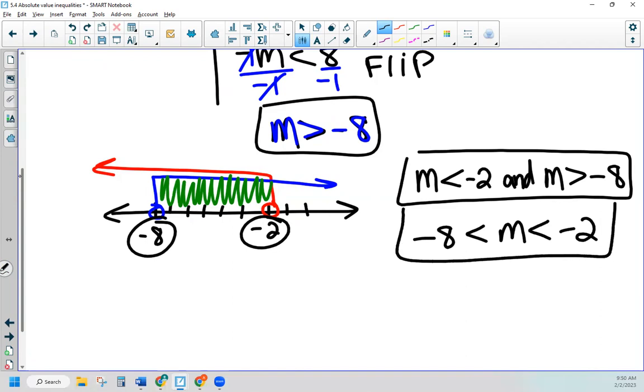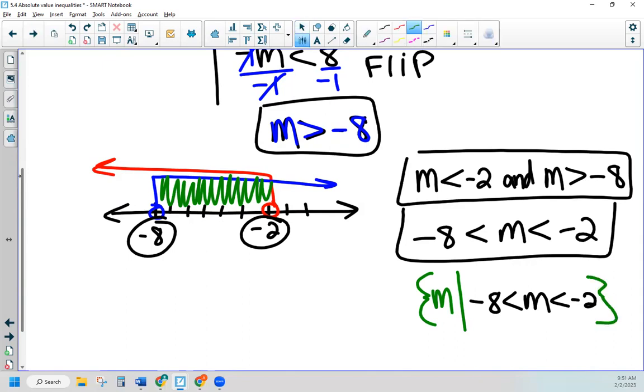The last way of writing it, don't forget, is set notation. Set notation is going to be our little grouping symbol that looks like this. And then we go ahead and mention, in terms of my m values, the solutions are m greater than -8, but less than -2. Close set notation. And here's going to be our final way that we can write our solutions. Once again, that's called set notation.